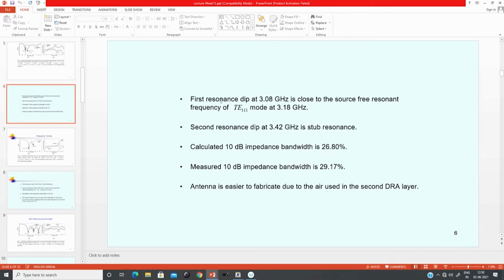Now, we see that the first resonant dip is close to the source free resonant frequency of the TE111 mode.